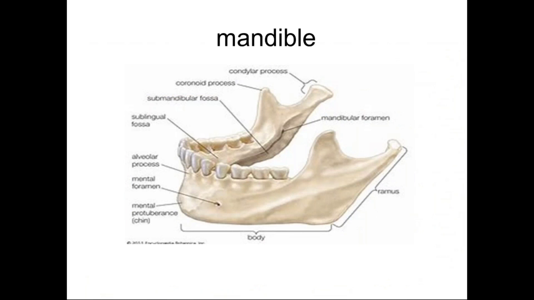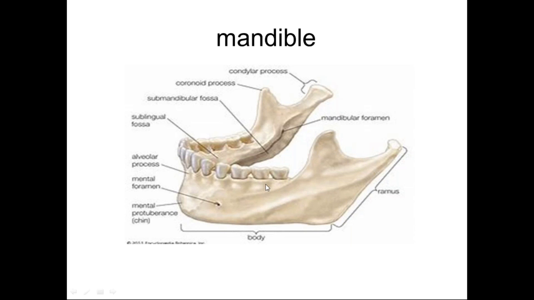Next bone we are going to discuss is mandible. Mandible is the first bone to develop. It begins by the 4th week of intrauterine life. Mandible develops in two halves. Both halves fuse at the midline, symphysis menti. Now each half of the mandible has a body and ramus.